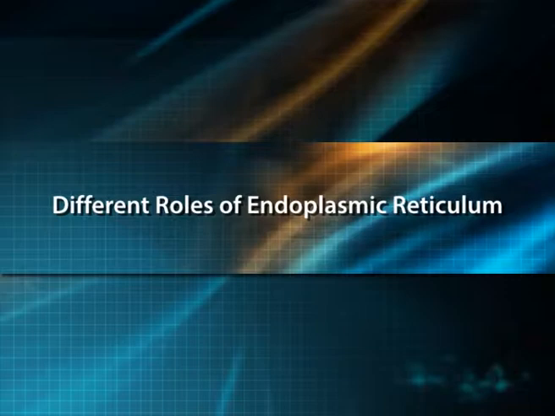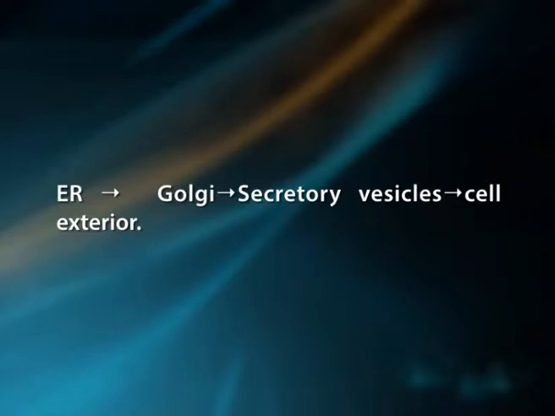Different roles of endoplasmic reticulum. The role of endoplasmic reticulum in protein processing and sorting was first demonstrated by George Palade and his colleagues in the 1960s. These investigators studied the fate of newly synthesized proteins in specialized cells of the pancreas that secrete digestive enzymes into the small intestine. These experiments defined a pathway taken by secreted proteins, the secretory pathway, that is, rough endoplasmic reticulum to Golgi to secretory vesicles to cell exterior.